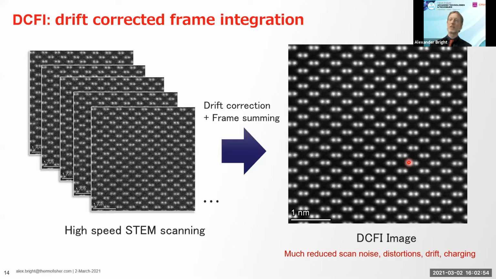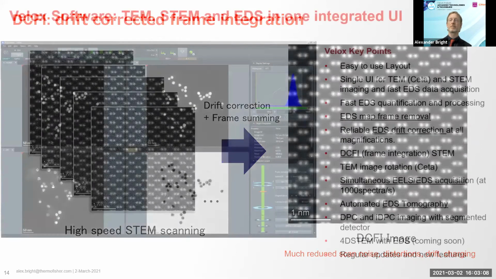It also works for TEM, and gives much lower scan noise, less distortions, less drift and charging effects. So it is quite an effective way, at a range of different magnifications, to really improve your STEM image quality and get more useful information out of each image.